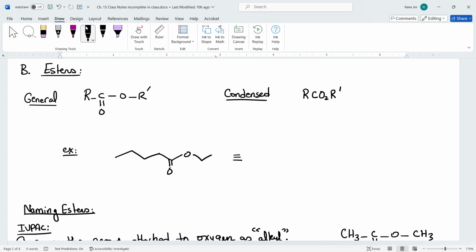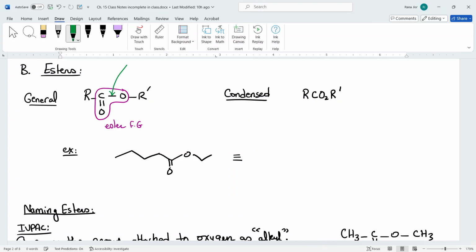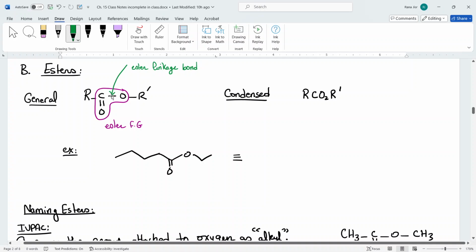Normally the ester group is this. So this is the carbonyl and the O. This is going to be my ester functional group. And then we have a very important bond, which is the weakest bond in the whole ester structure, and that is called the ester linkage bond. That bond is the bond for reaction. So if you're doing a reaction with the ester, it's this bond that is going to be broken, because this is going to be the weakest bond.